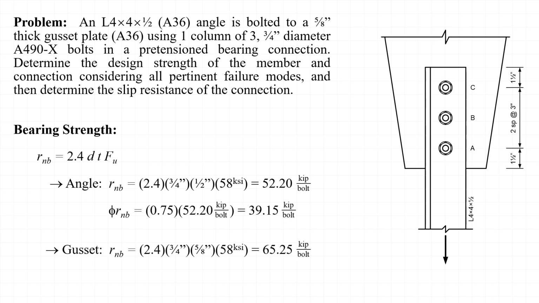Similarly, substituting in a thickness of 5/8 of an inch and a tensile strength of 58 ksi for the gusset plate, we find a nominal strength of 65.25 kips per bolt. And then applying a resistance factor of 0.75, we find that the design strength associated with the gusset plate is 48.94 kips per bolt. The bearing strength of the base material is the same at each of the 3 bolt holes.